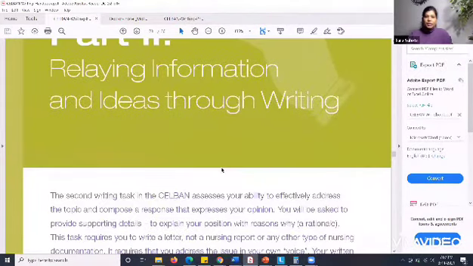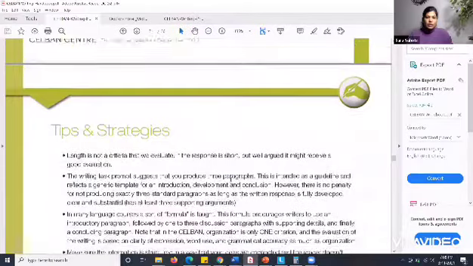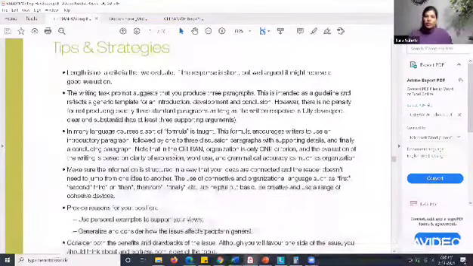Okay, so part 2, that is relaying information and ideas through writing. That means in this portion particularly, they're testing your opinion, like how you will present your opinion on any given topic. So they might show you some article, they might give you some situation or any current scenario, and they want you to say your opinion. So this needs more of your creativity than the incident report. Here they're giving you a topic and you are writing about it, okay? Of course you'll be using more of your creativity, but the rest will remain the same.